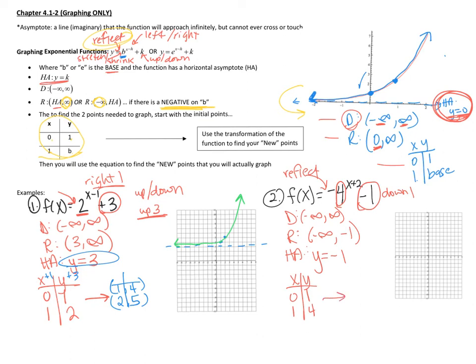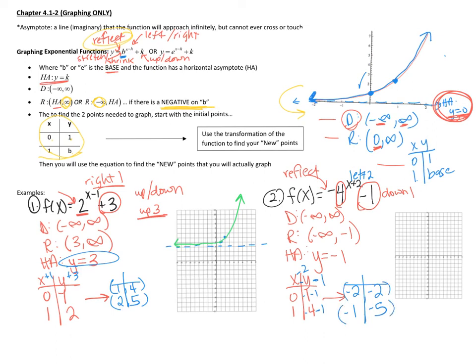So let's see. We're going to move to the left 2, so I'm going to subtract 2 from my x's. So now I'm going to have negative 2, and I'm going to have negative 1. For my y's, I'm going to reflect, so I'm going to make them negative, and then I'm going to go down 1, so minus 1. So negative 1 minus 1 is going to give me negative 2. Negative 4 minus 1 is going to give me negative 5. So now I've got my ordered pairs.